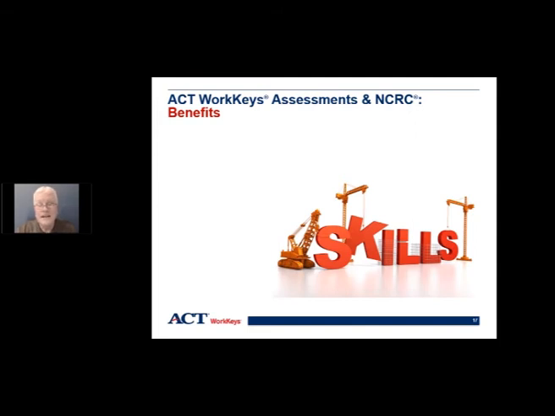So, having said that, this is one of the things that we're doing, these changes that we're making to the ACT WorkKeys assessments and the NCRC. These are things that we're doing to aid in rectifying that unfortunate reality. So we're updating our assessments to keep pace with the increasing use of technology in the workplace, as I mentioned a moment ago. The system will be more agile and flexible, offering the ability to continuously update and strengthen materials.